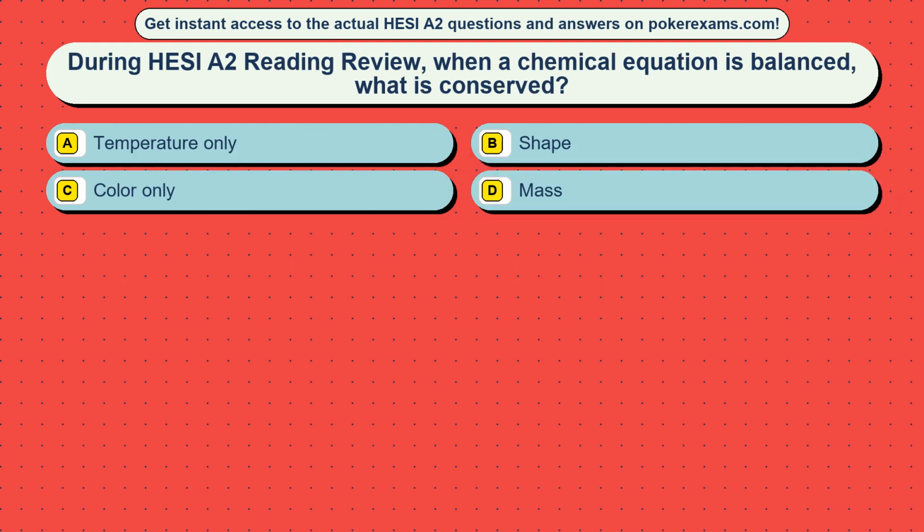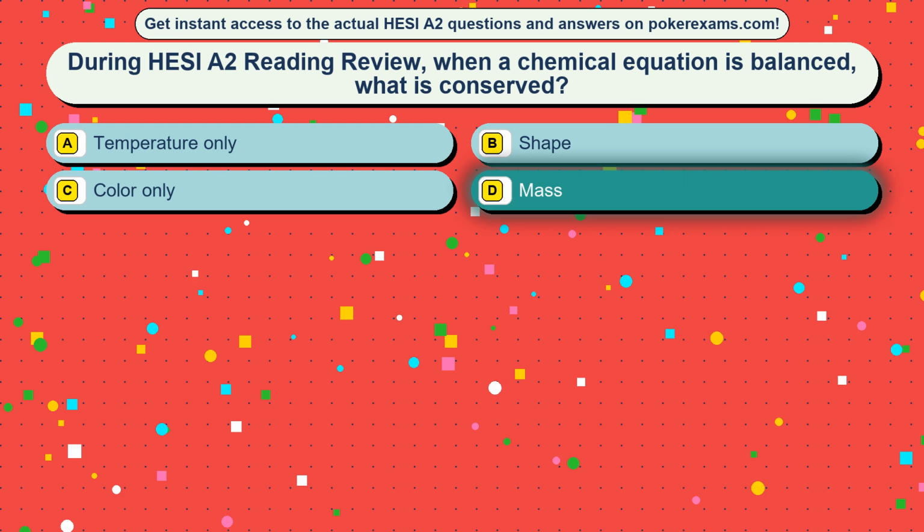Question 31. During HESI A2 reading review, when a chemical equation is balanced, what is conserved? Option A, temperature only. Option B, shape. Option C, color only. Option D, mass. The correct answer is option D, mass.